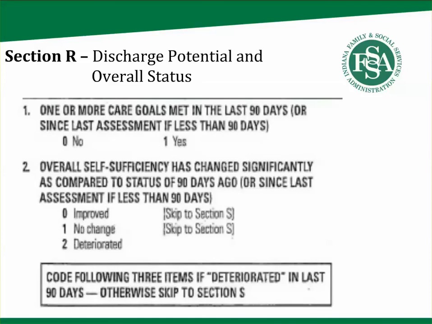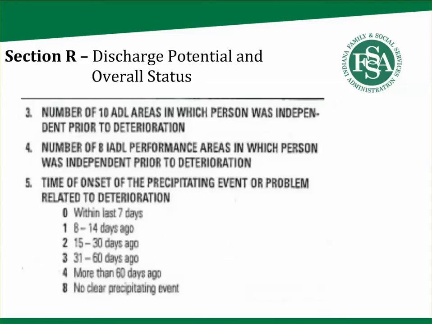We went to Section R2, and for this one, it looked at whether overall self-sufficiency has changed as compared to 90 days ago. If it has gotten worse, so the client is worse than they were 90 days ago, then you move on to the next part of this question. And for this one, what needs to be captured is the number of ADLs in which the person was independent prior to deteriorating. So they were doing okay, but they started to go downhill.